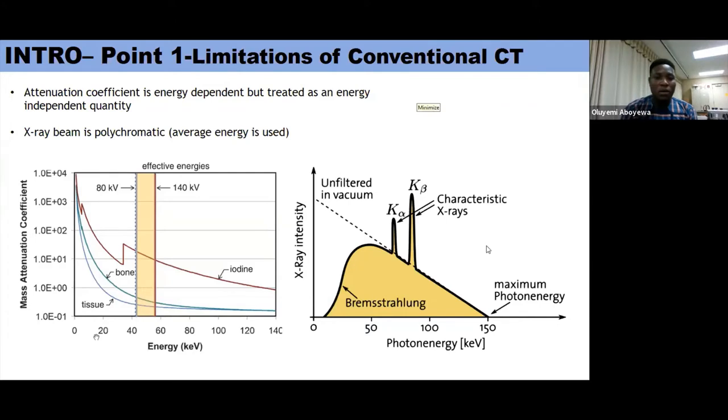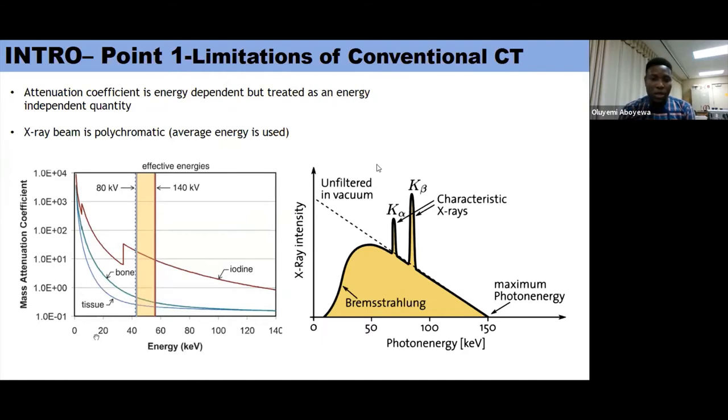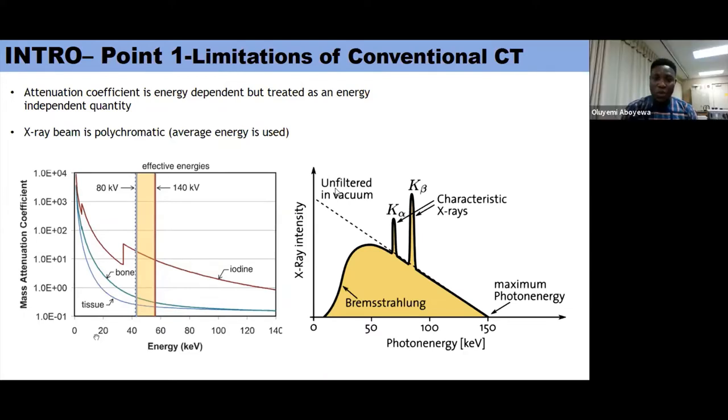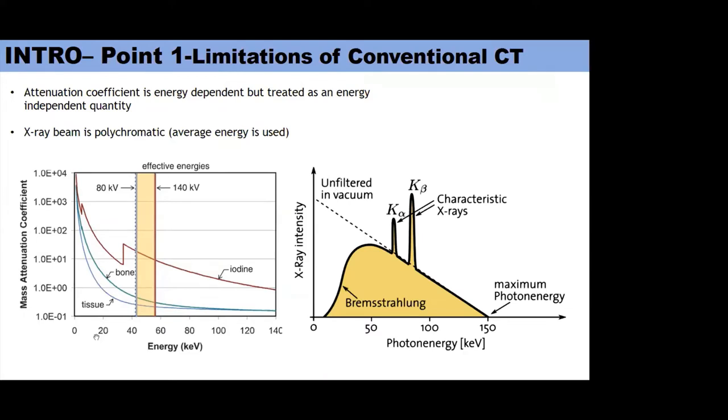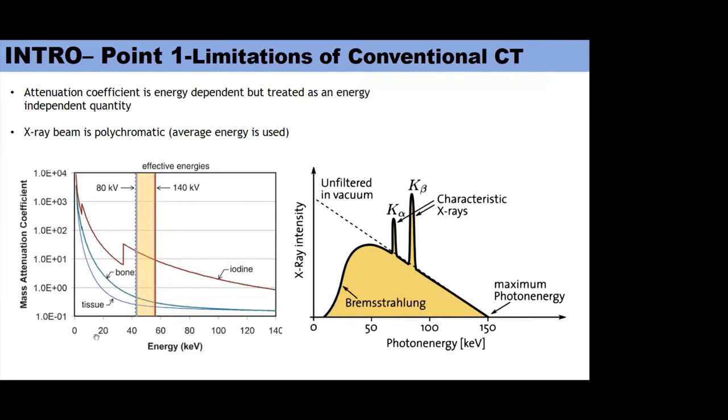Okay. All right. From your suggestion, I'll go ahead and quickly run through the content of the material. Like I said, the author points out the limitation of functionality, which is what I'm already pointing out: the fact that we are using an average energy from a polychromatic source, whereas our attenuation coefficient in itself is energy dependent. And so we lose that information.